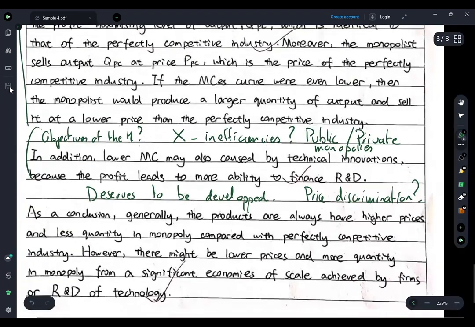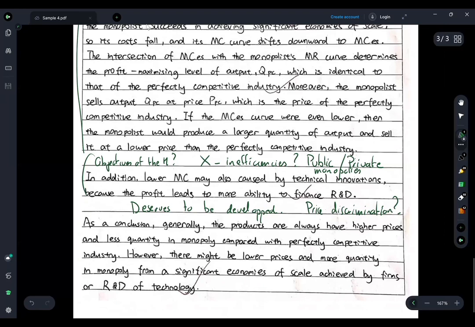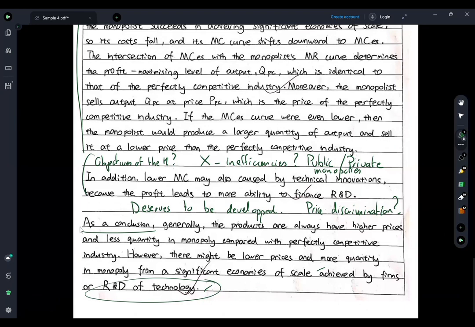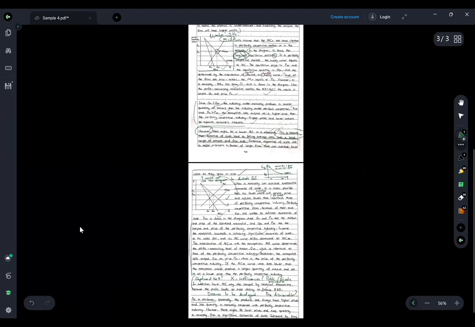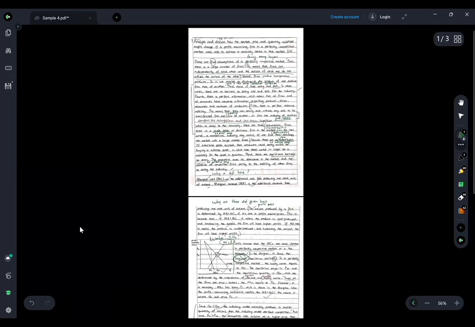So, let me read the conclusion and then I will give my final assessment. As a conclusion, a new paragraph, transitional word, very good. "Generally, the products always have higher prices and less quantity in a monopoly compared with a perfectly competitive industry. However, there may be lower prices and more quantity in a monopoly from a significant economy of scale achieved by firms or R&D or technology." So this is not very detailed, but okay. Overall, this remains a very good answer.